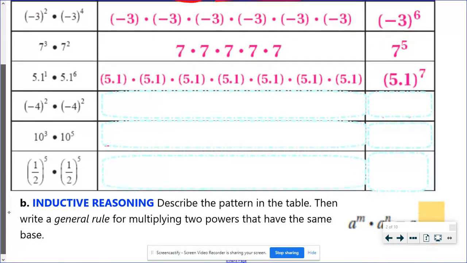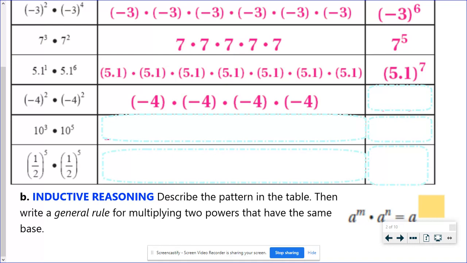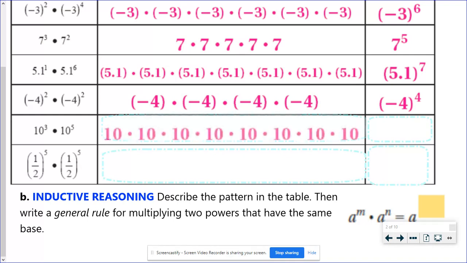Now I've got -4. Notice the parentheses have the negative, so that negative is happening multiple times. -4 squared and -4 squared, so I could write that all out, and then I'd have -4 to the 4th power. 10 to the 3rd and 10 to the 5th, so I'd have 3 10's, and then 5 10's would give me 10 to the 8th.